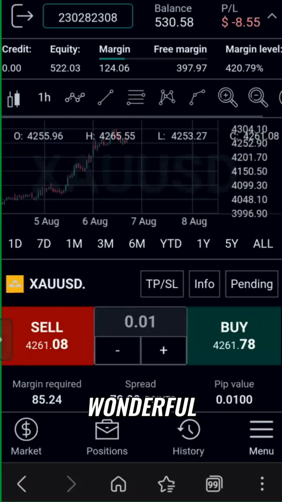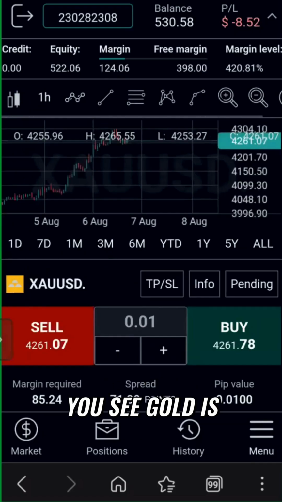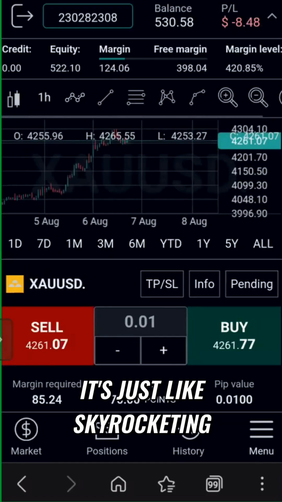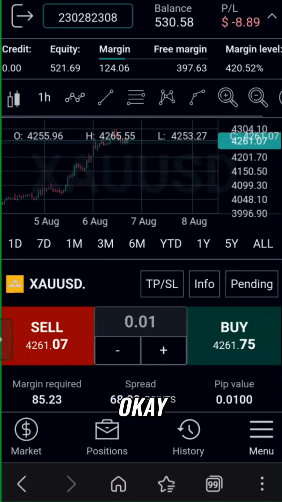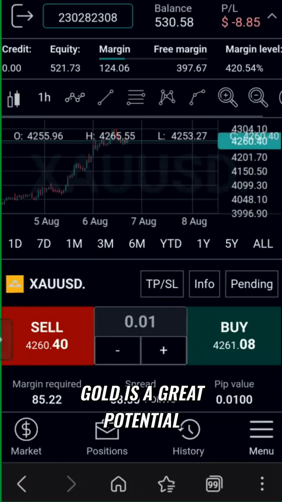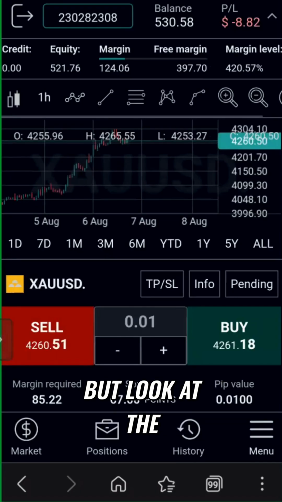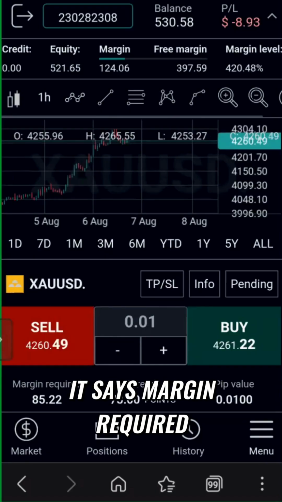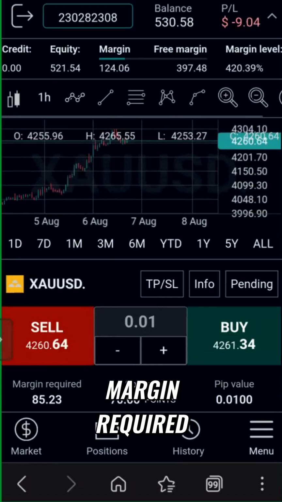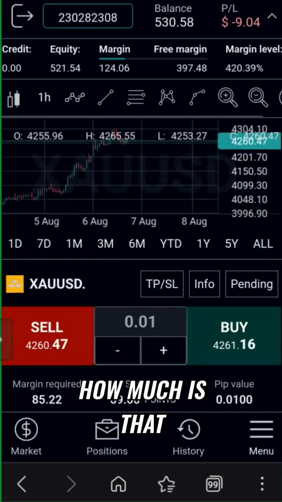Wonderful. So on your gold, you see gold is on a huge rise. In fact, it's just like skyrocketing. You see a huge upward trend going there, right? Well, listen, gold is a great potential, but look below the sell price. It says margin required. You see that? How much is that? Margin required.